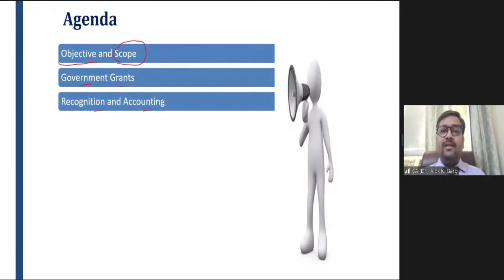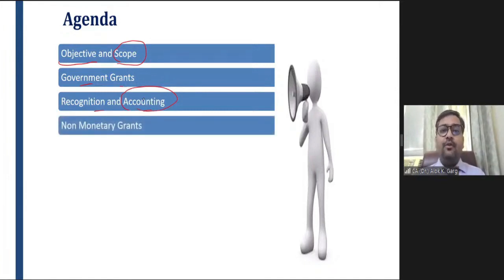So when I say recognition and accounting, I'll discuss when a government grant is going to be recognized in the books of accounts. When can you say that yes, it is my income? Because government has given me some support in terms of money, and this is my income, this is the benefit which is flowing into me. And we are also going to discuss the accounting of government grants, that how this government grant is accounted for.